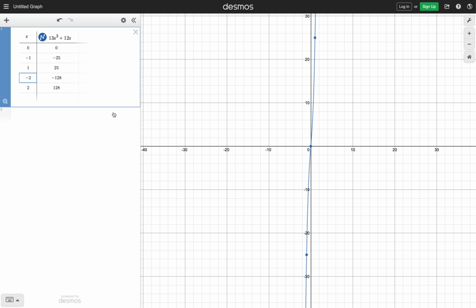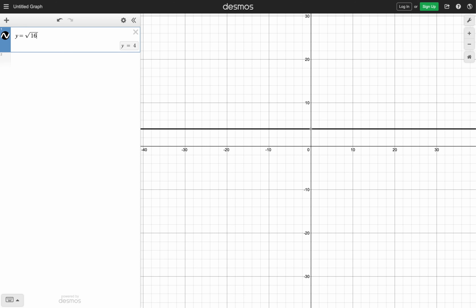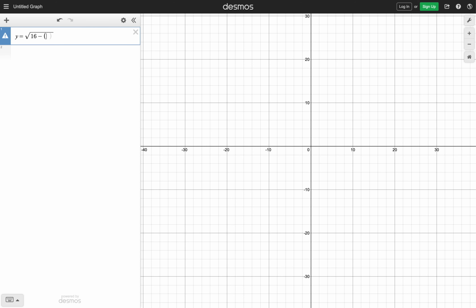So that's the case of an odd function. And then we had the third case, that which did not qualify. We had the square root of 16 minus the square of x minus 3. Notice you don't have symmetry with respect to the y-axis or to the origin.